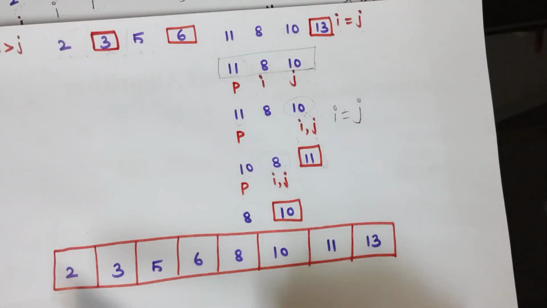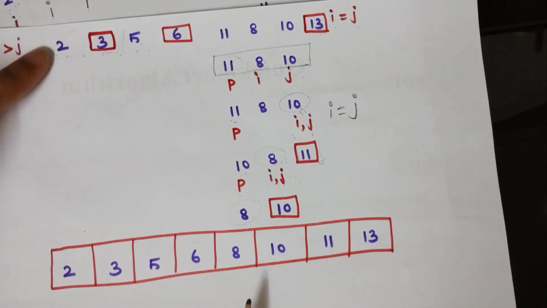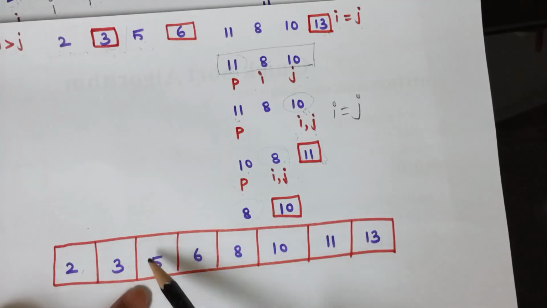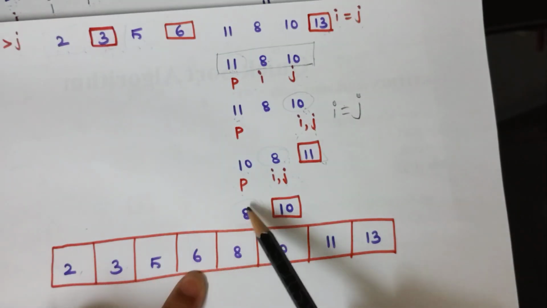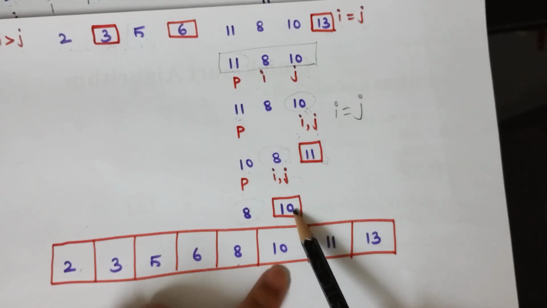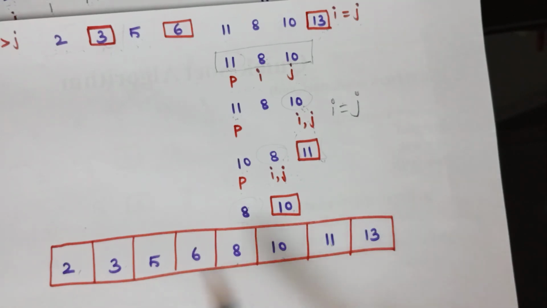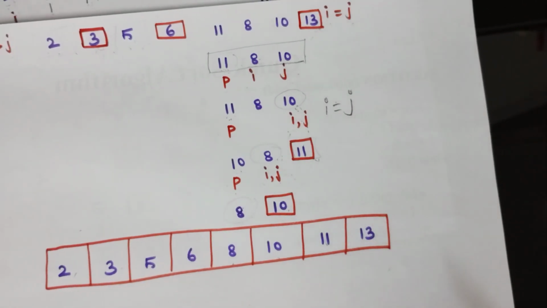So when you write down all these, at last you will get the sorted array. First 2, then 3, then 5, then 6. After that you have 8, then 10, then 11, and finally we have 13. So this is my sorted array. So this is how QuickSort works. Here I have considered my pivot element as the starting element, the first element of the array, and based on that, this is how the algorithm works.